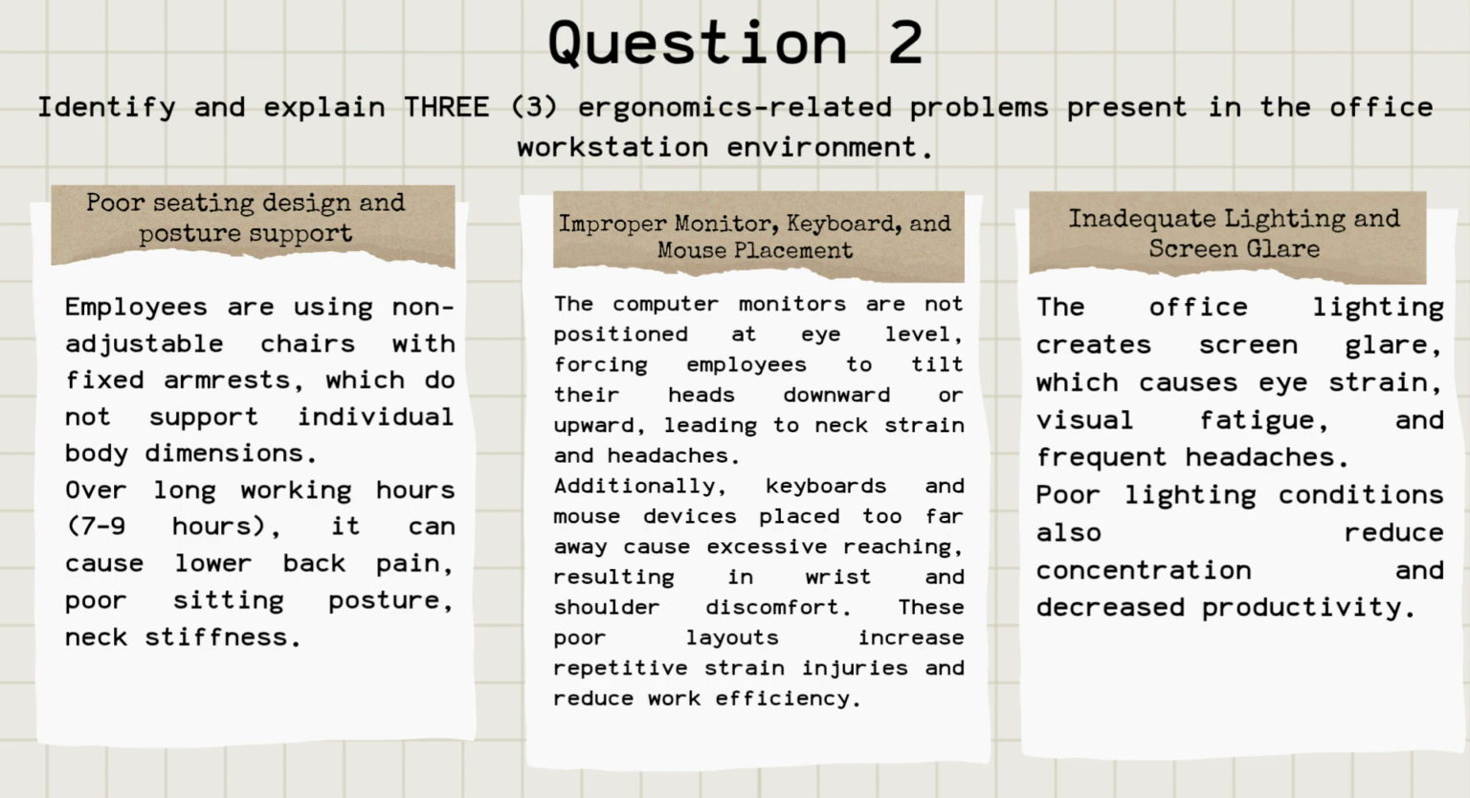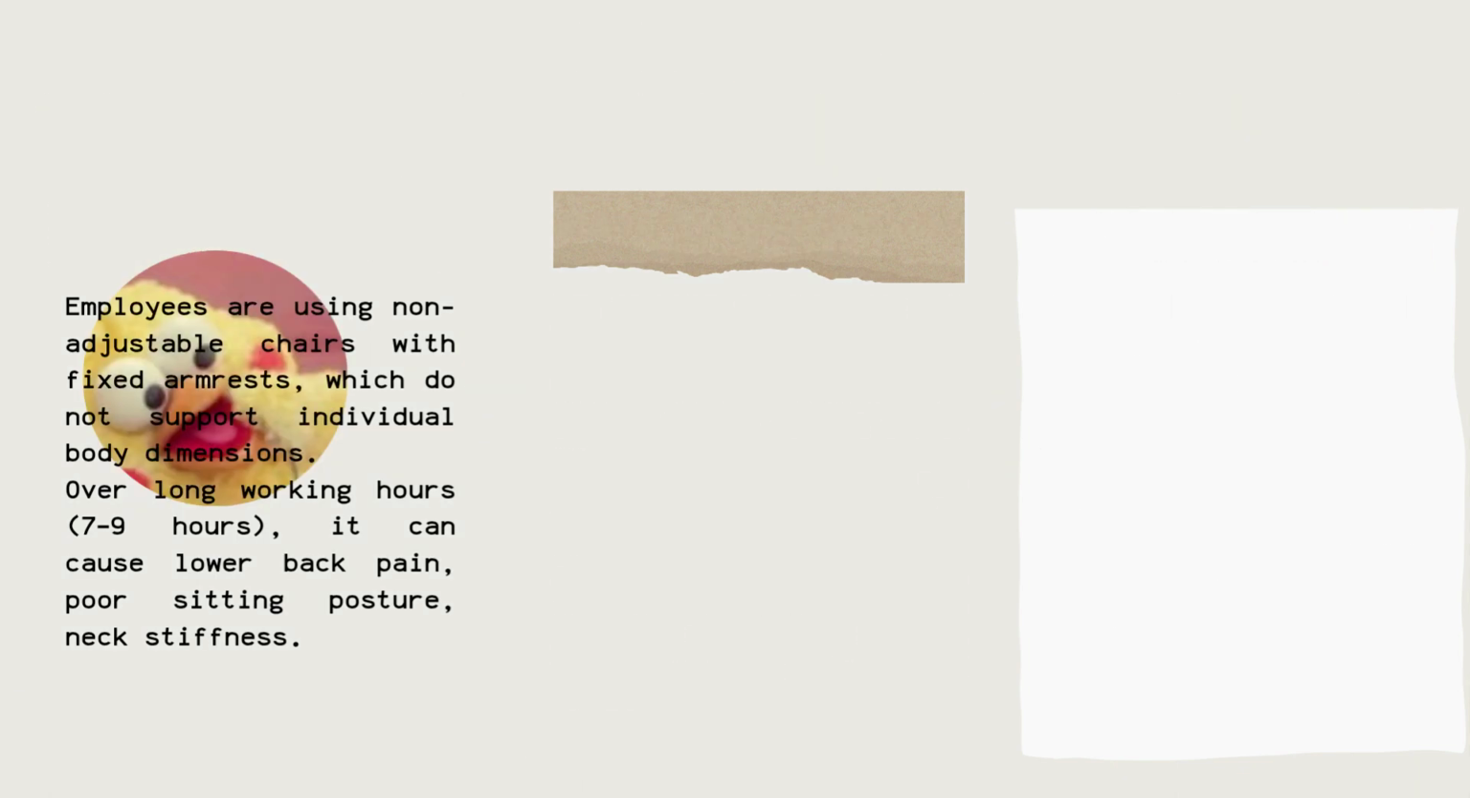Last one is the inadequate lighting and screen glare. The office lighting creates screen glare, which causes eye strain, visual fatigue, and frequent headache. Poor lighting conditions also reduce concentration and decrease productivity.